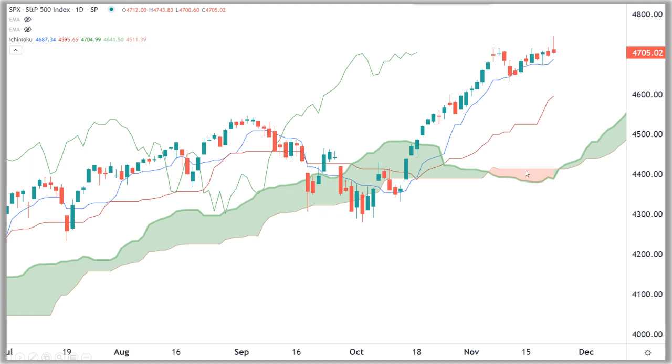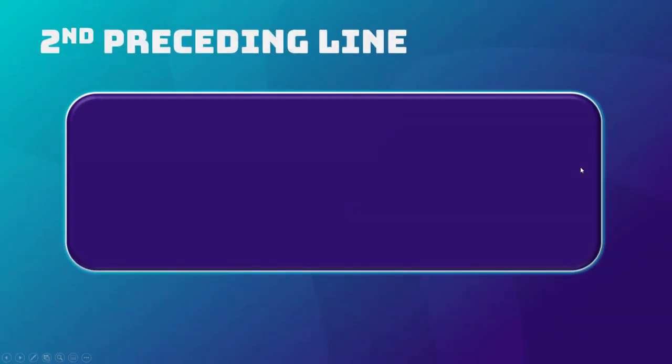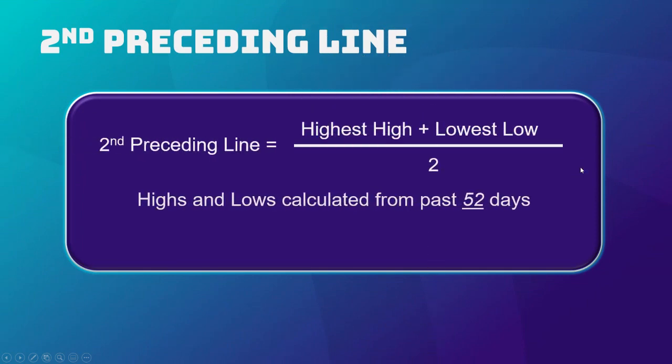Now for the bottom part of it, the red, that's the second preceding line, and it's the highest high plus the lowest low for the last 52 periods. So if you're on a daily chart, again, that would be the last 52 days. If it's on a different time frame, it's just the last 52 candles, and you divide that by 2. So that's the bottom of the cloud, or the top of the cloud in a downtrend.